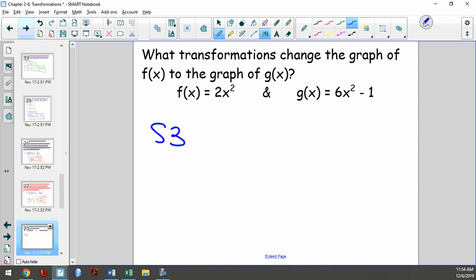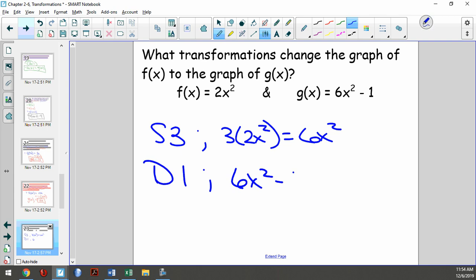Well, what does that mean? So I'm going to check this. That means I'm going to take 3 times 2x squared to give me a 6x squared. Okay, well that makes sense. I'm almost there, but I'm not there completely. What do I have to do next? Now I'm going to take that function. I'm going to go down 1. So that's going to be a 6x squared minus 1.